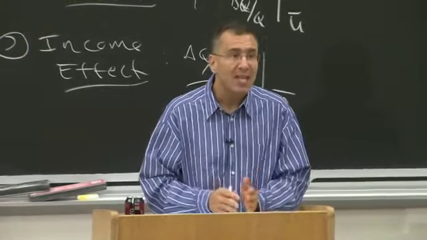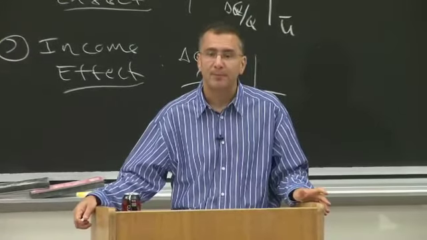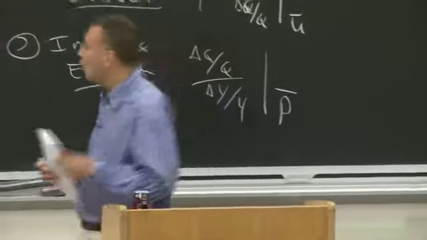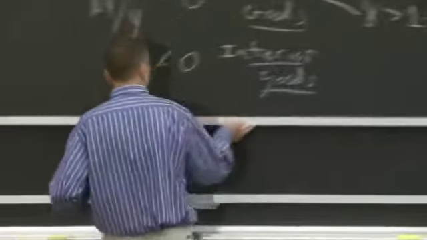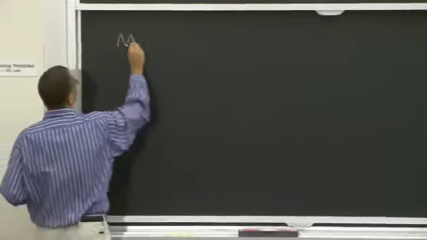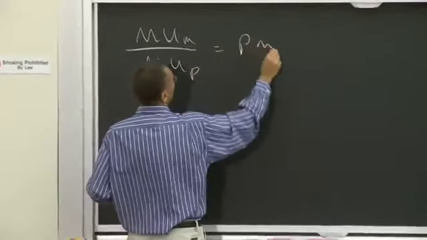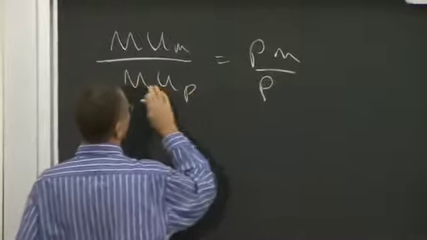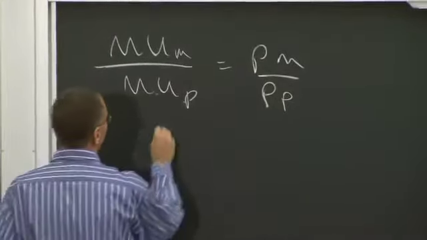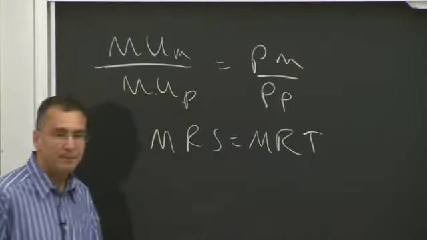So graphically, it's going to have to be that I'll choose fewer movies when the price of movies goes up. That's graphically. Mathematically, we can just say, look, what do we know is our rule for utility maximization? We know our rule for utility maximization is that the marginal utility of movies over the marginal utility of pizza equals the price of movies over the price of pizza. Or the MRS equals the MRT. OK, we know that mathematically. That's our maximization condition, right?